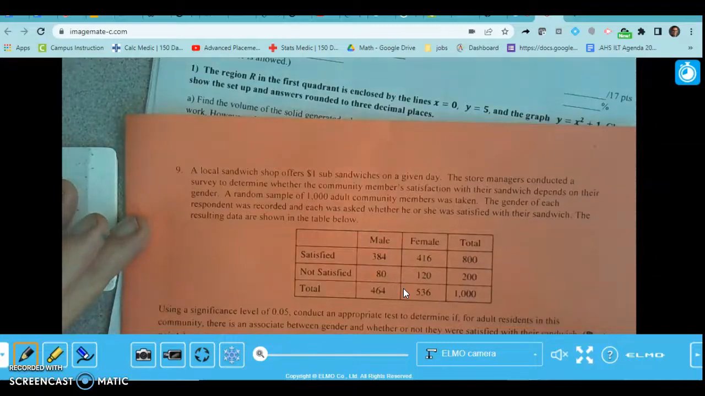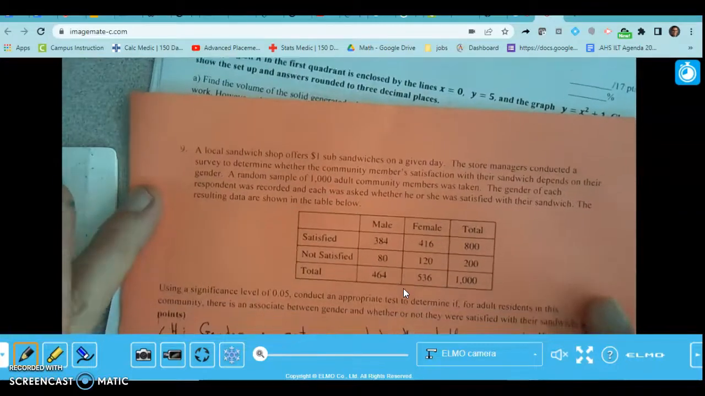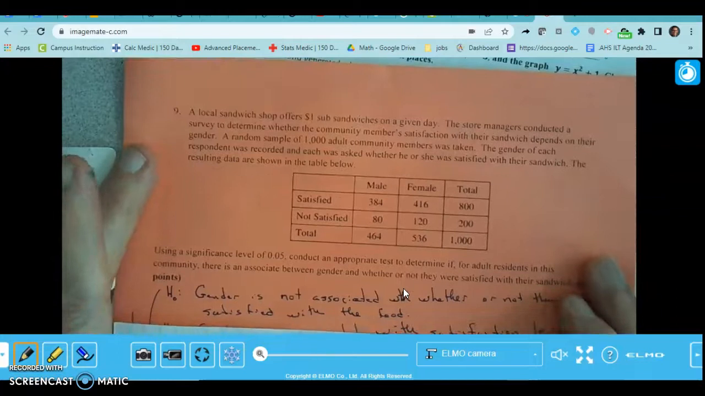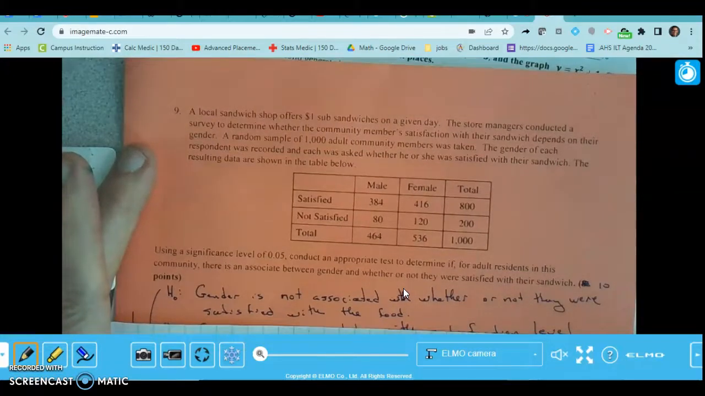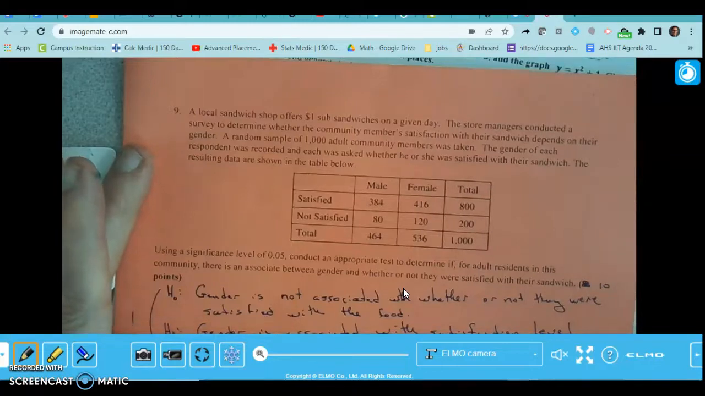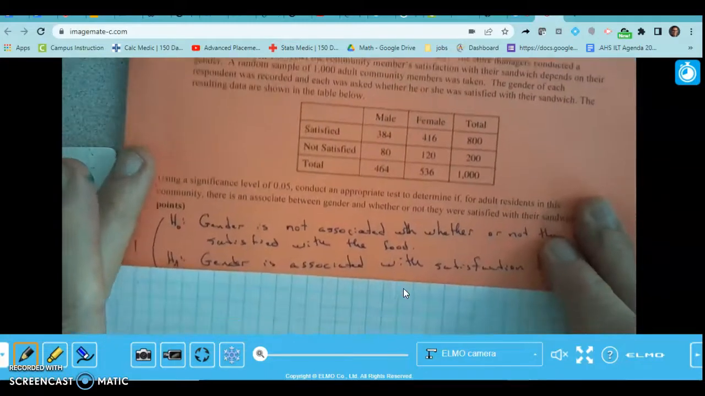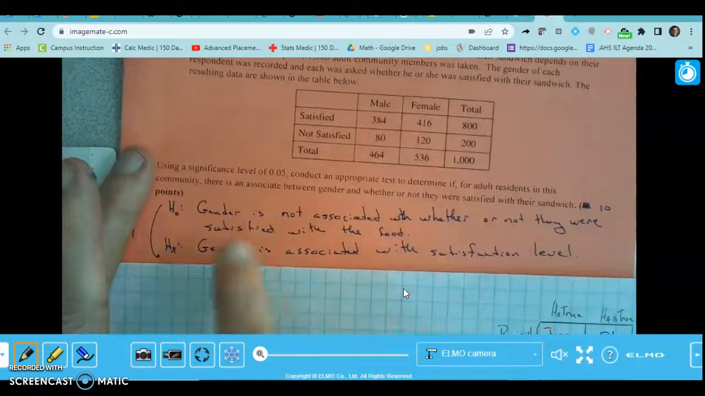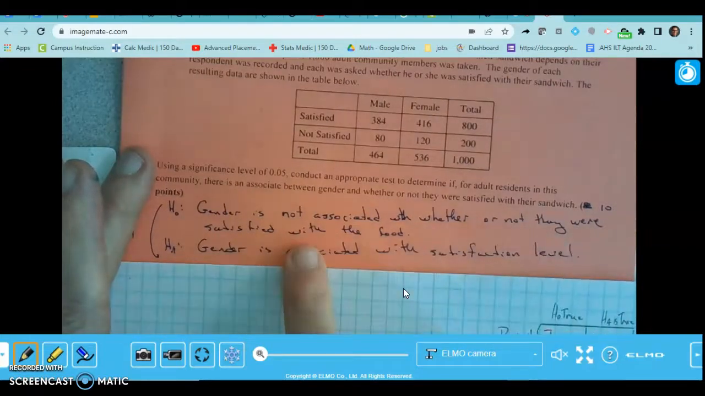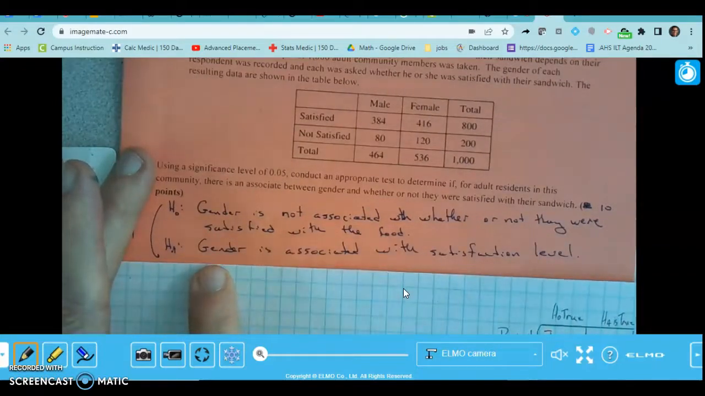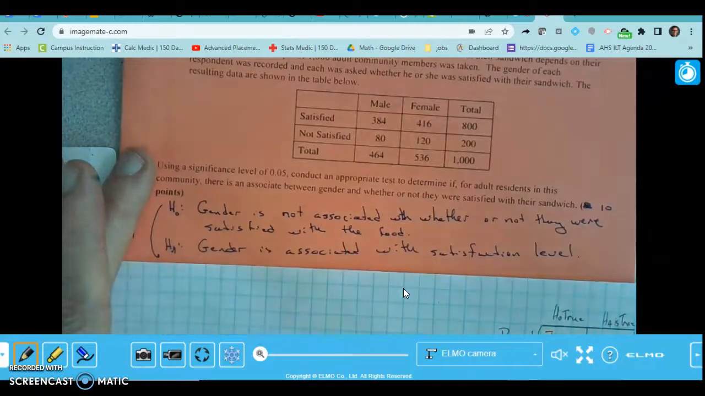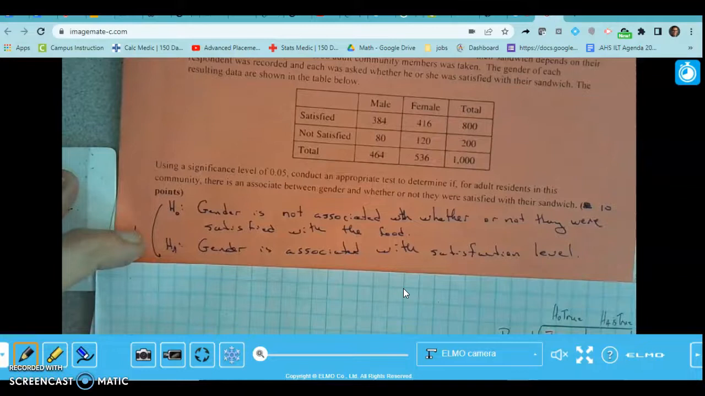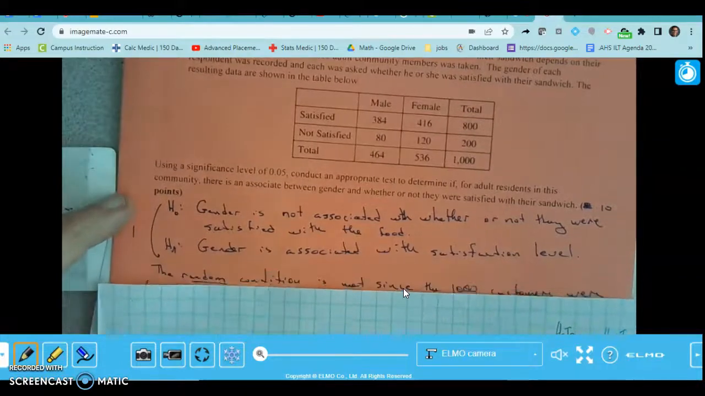So our null hypothesis will be that there's no relationship between gender and level of satisfaction with the food. We're going to assume nothing. And the alternative would be that there is some association. Now, sometimes we'll say gender is independent of satisfaction, and the alternative, that gender is not independent. Another way to say the same thing. So as we think of HANTOMS, we have done the H part of HANTOMS here.